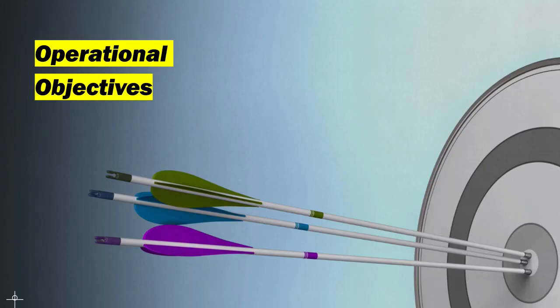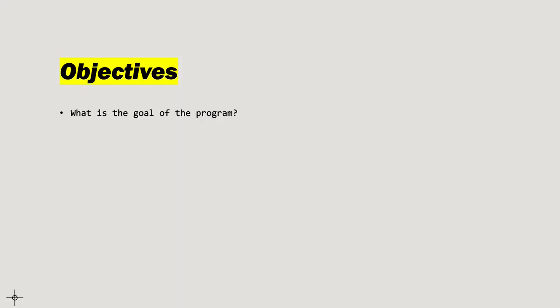Let's first start with operational objectives. So, when thinking of objectives, we should come to this question. What is the goal of the program? Secondly, how do we accomplish these goals?